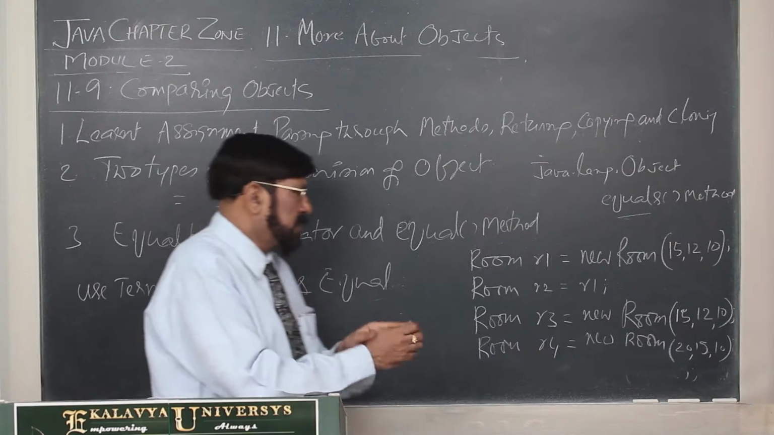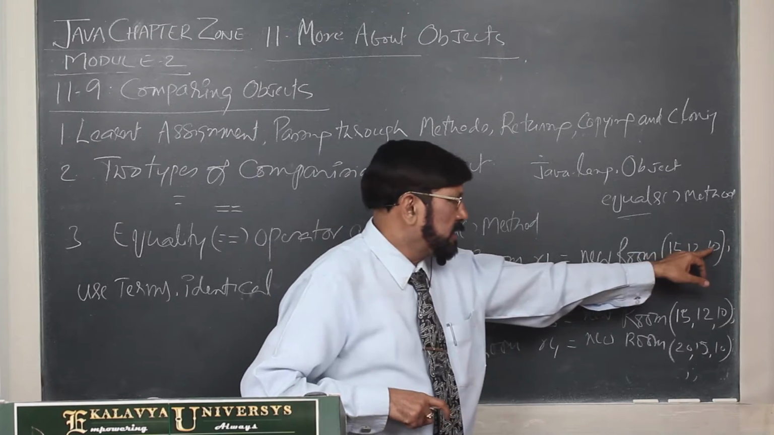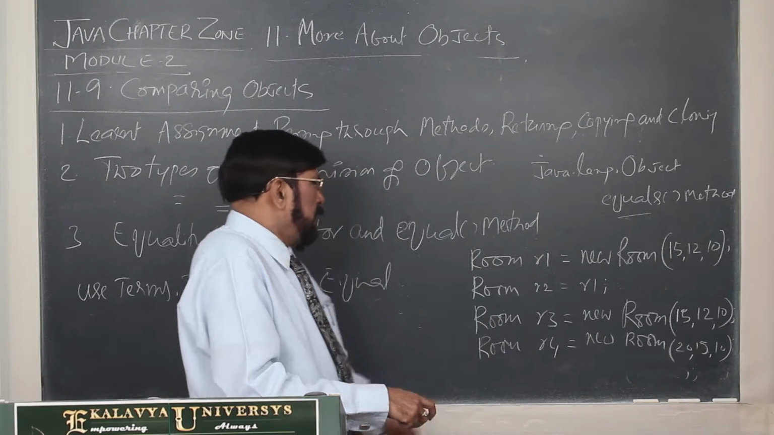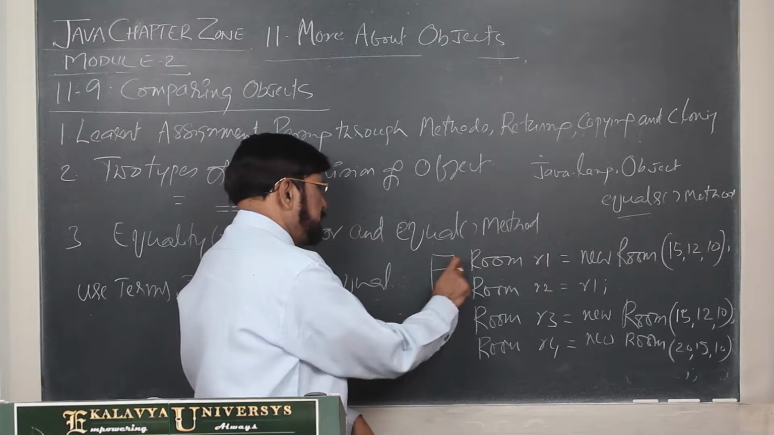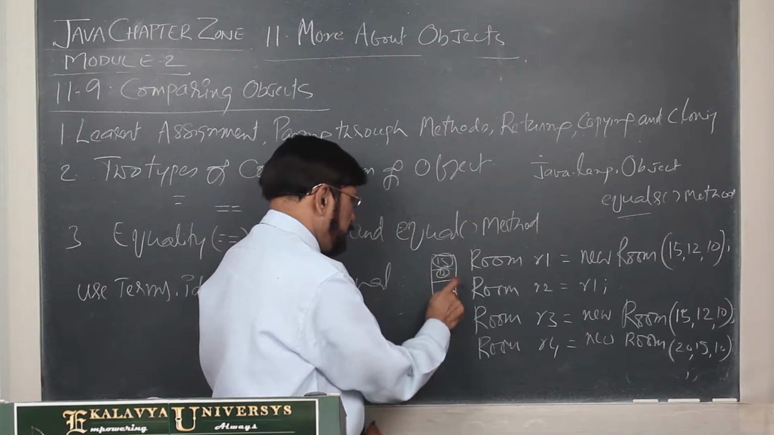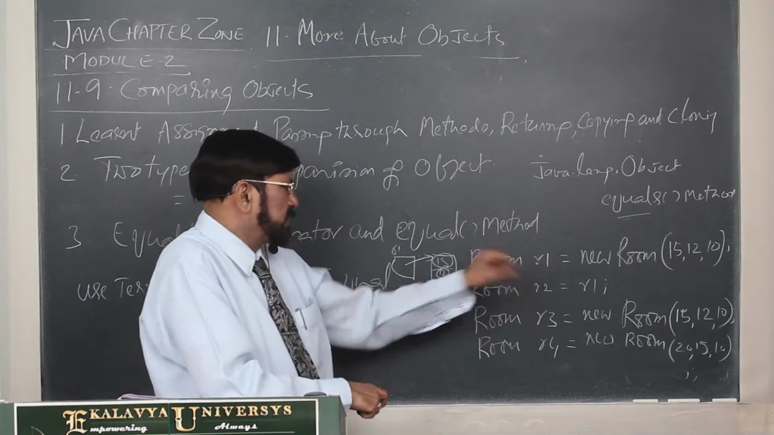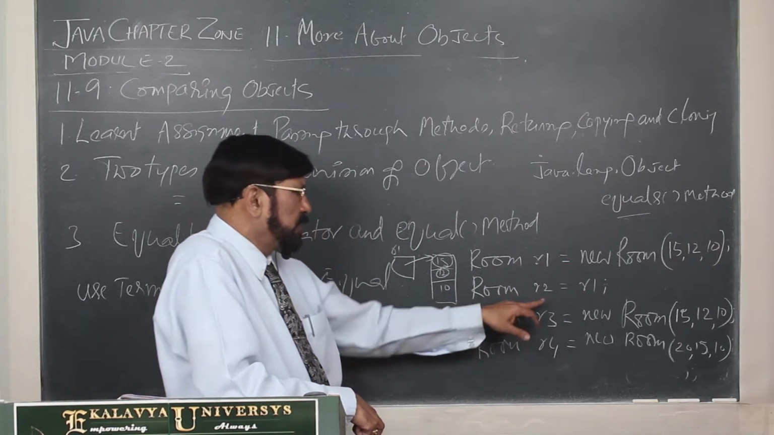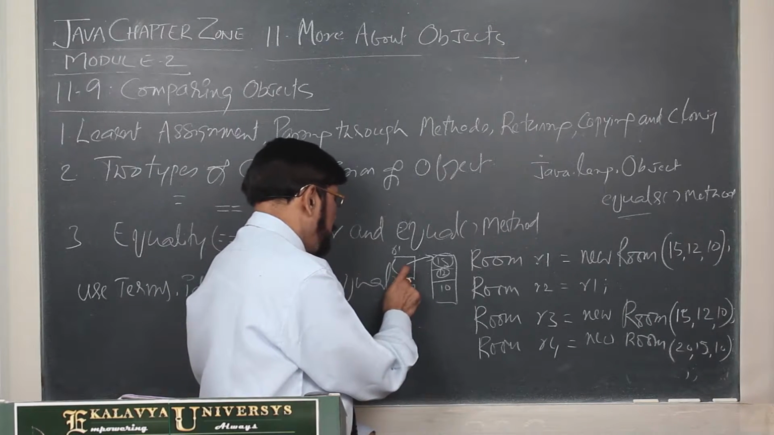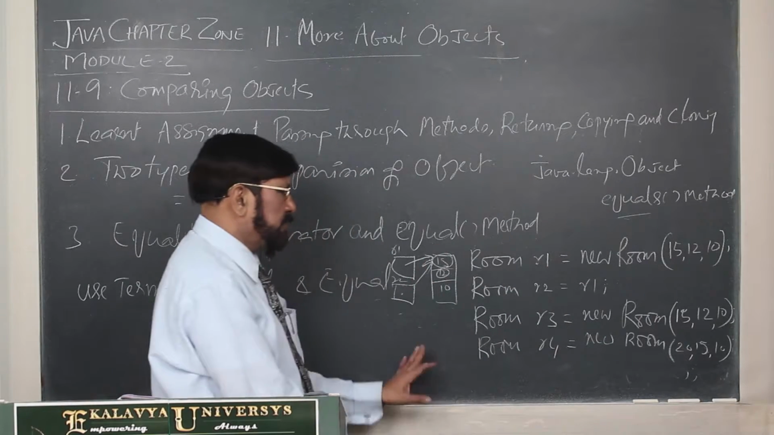What can we compare? Now you see here: Room R1 = new Room(15, 10, 12, 10). This is a Room object. Object means the real thing. This is R1, and it is referring to this. Very many times I explained this to you. Now R2, R2 equal to R1. So this also is referring to that.